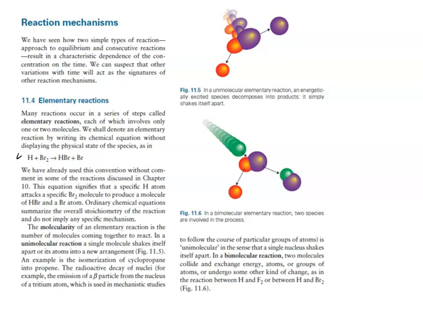In a bimolecular reaction, two molecules collide and exchange energy, atoms or groups of atoms, or undergo some other kind of change, as in the reaction between H and F2, or between H and Br2, which is what we're looking at in figure 11.6. So in figure 11.5, we're looking at a unimolecular elementary reaction. An energetically excited species decomposes into products. It simply shakes itself apart. Whereas in figure 11.6, we'll see a bimolecular elementary reaction where two species are involved in the process.